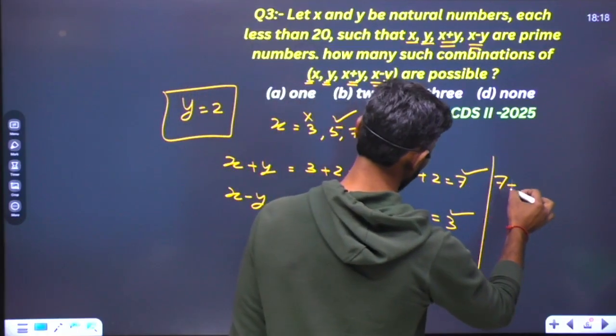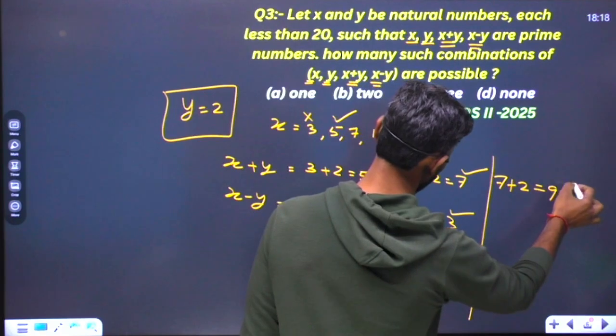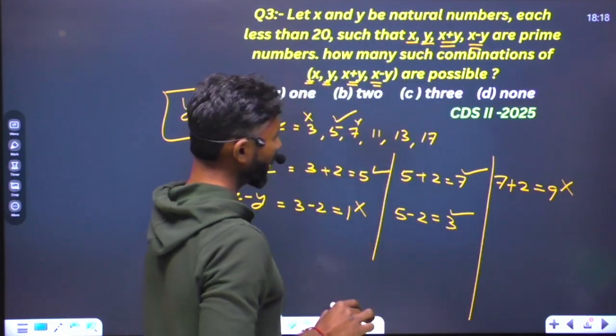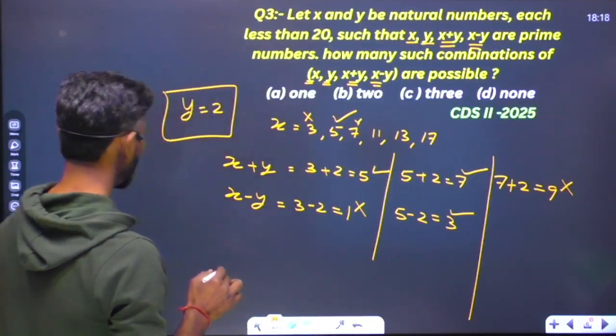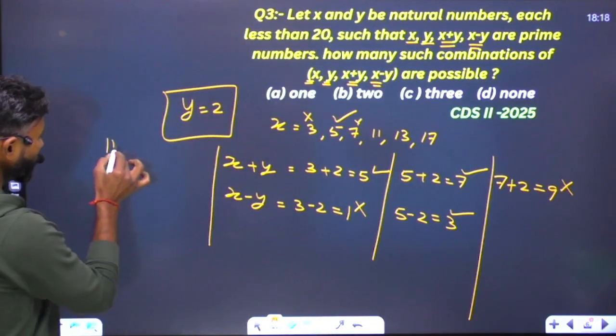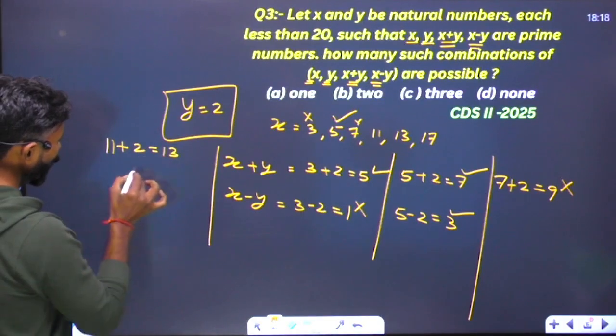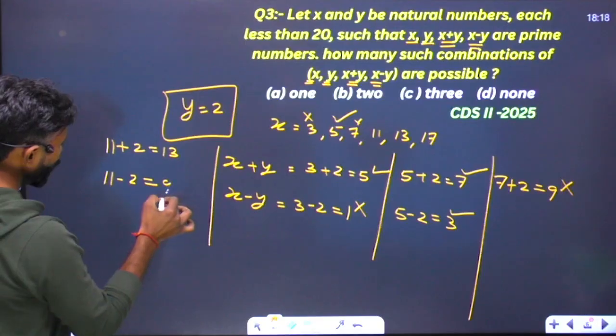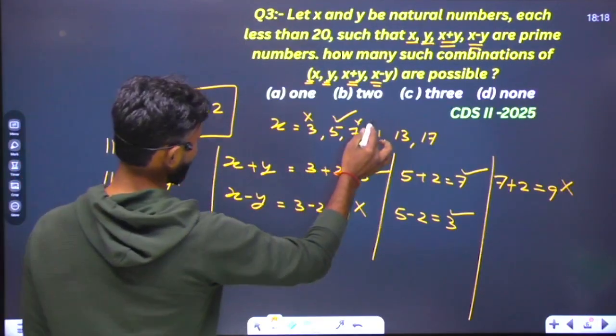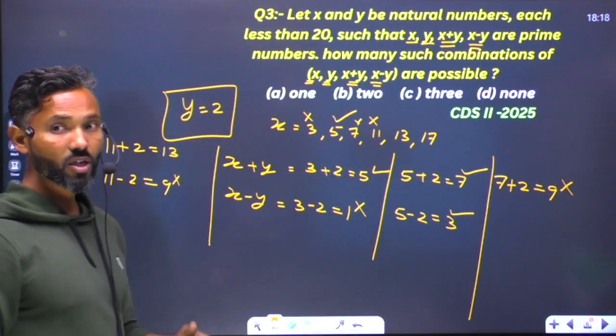x is 7, y is 2, it is 9, this is not prime, so this is not going to work. Now we are going to check for 11. Okay, 11 plus 2 equals 13, it's good. 11 minus 2, it is 9, this is not prime, so again this is not going to work. 11 cannot be considered in this combination.